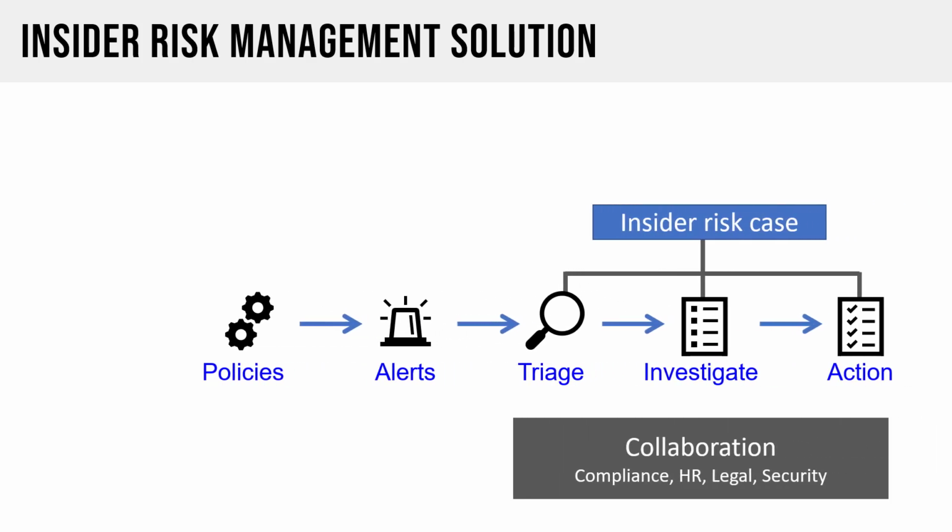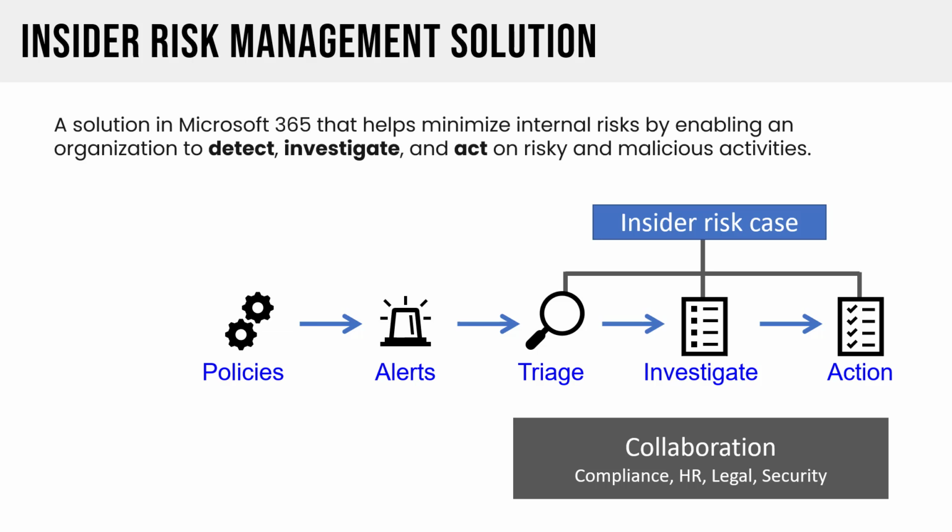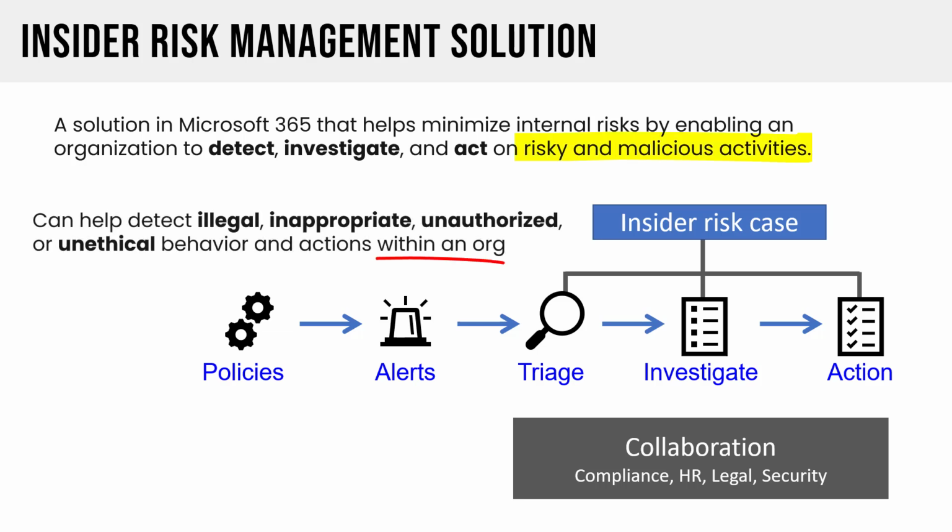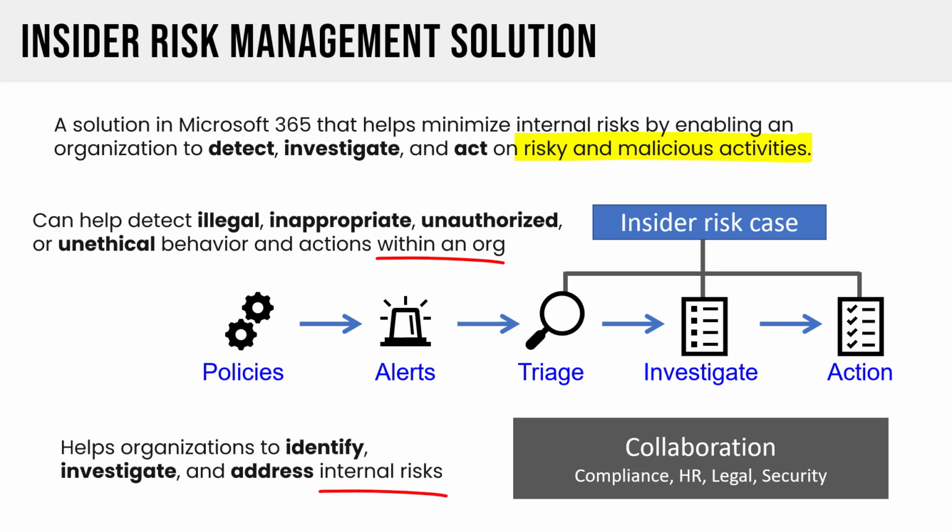So the Insider Risk Management solution is all about helping our organization to detect, investigate, and act on risky or malicious activities. Now, this could help us to uncover a wide variety of inappropriate, unauthorized, unethical, or outright illegal behavior. Perhaps it's unintentional leaks of sensitive data or data spillage. Maybe it's intellectual property theft, fraud, insider trading, regulatory compliance violations. So it's less about whether or not it's intentional and more about whether or not it breaks an important policy. But it's all about managing internal risk within actions performed by our employees.